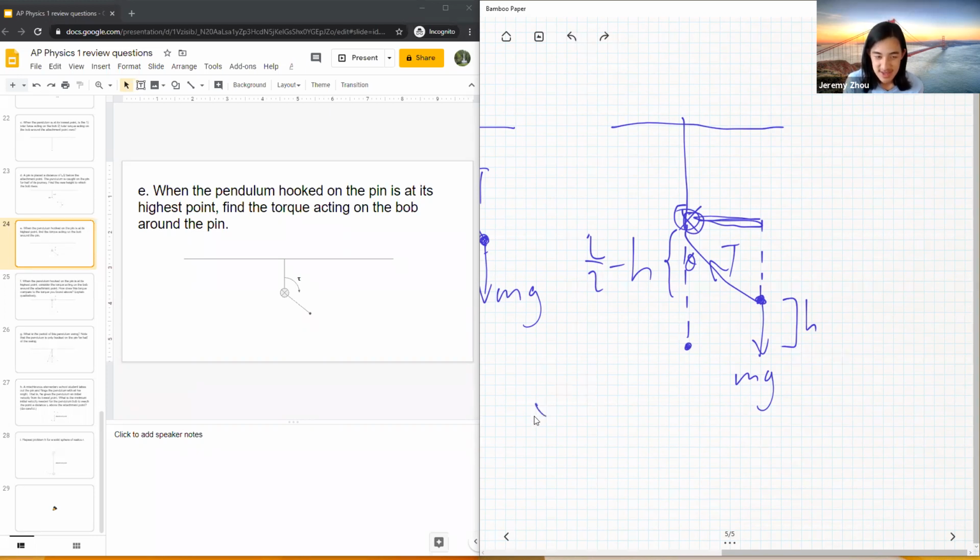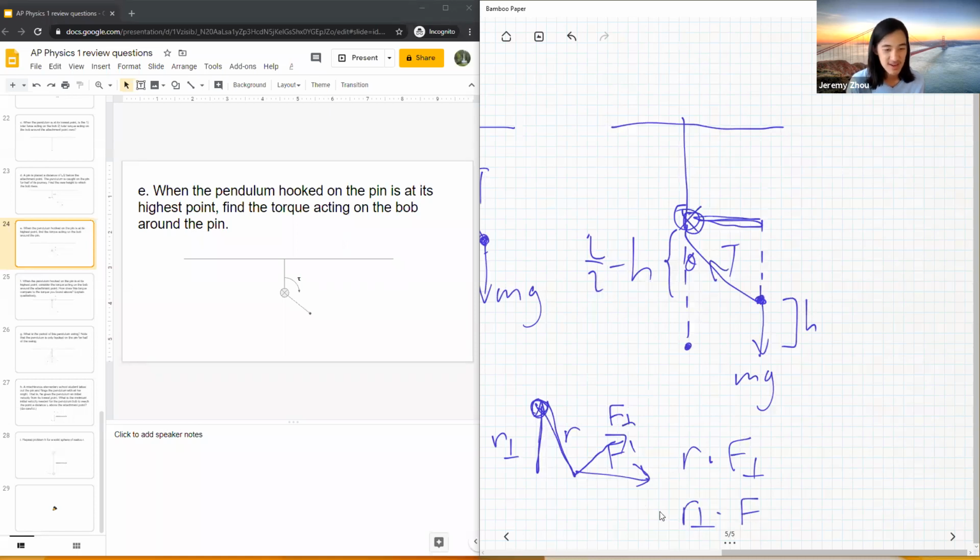So let's say this is the center of torque, and then you have a force acting here, and this is the distance from the center of torque, that's R. Torque is R times the component of F perpendicular to R. You can write it as R times F perpendicular, or you can write it as R perpendicular times F. I like thinking of it like this, because then I don't get confused about the angles.